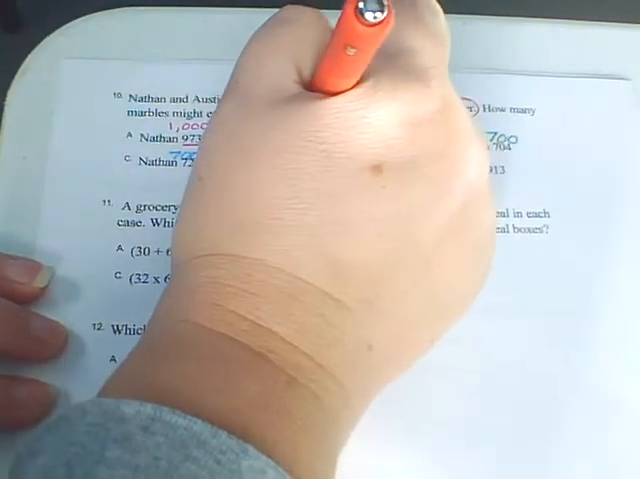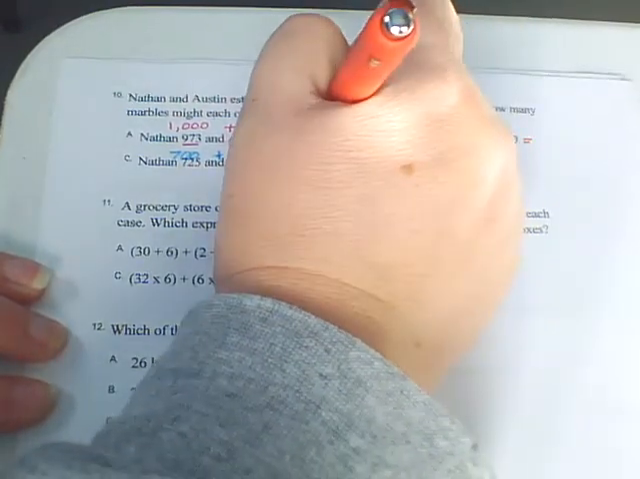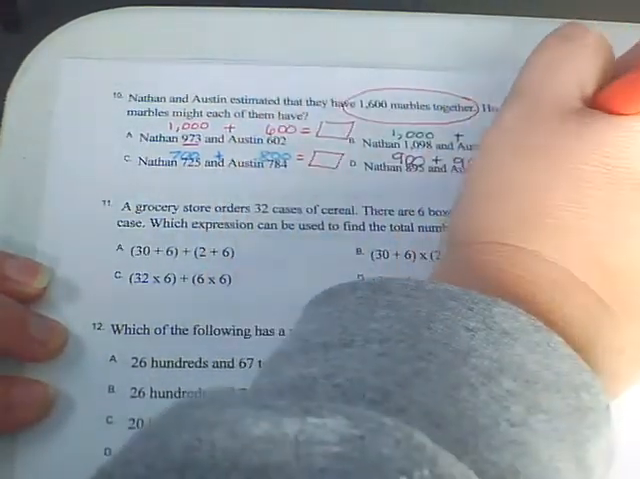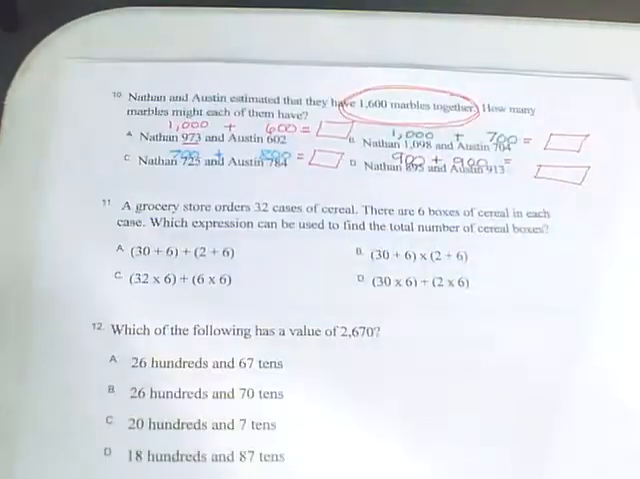So when I go ahead and actually add these all up, I'm going to see which answer here is going to get me to 1,600. And then that's the answer choice that I am going to choose, okay?